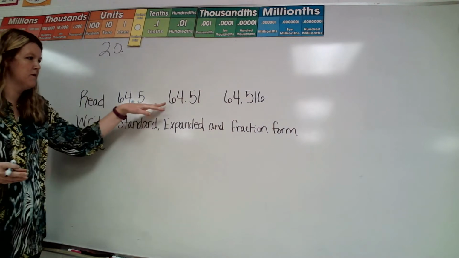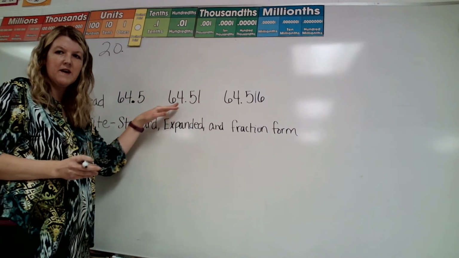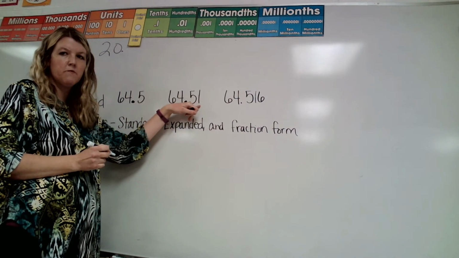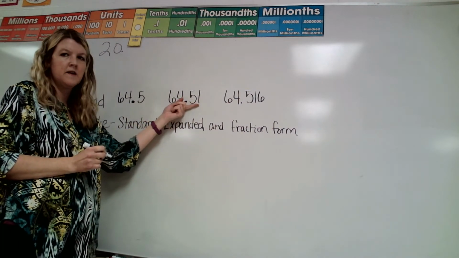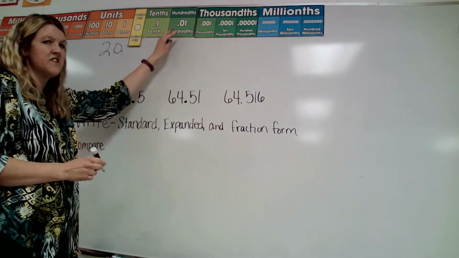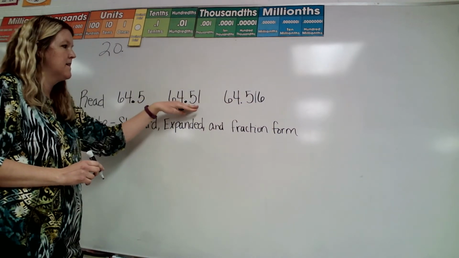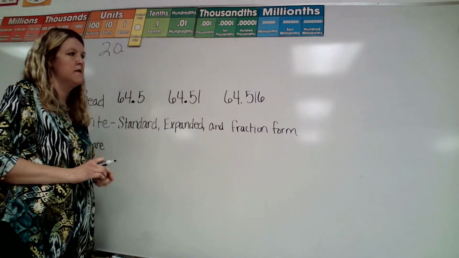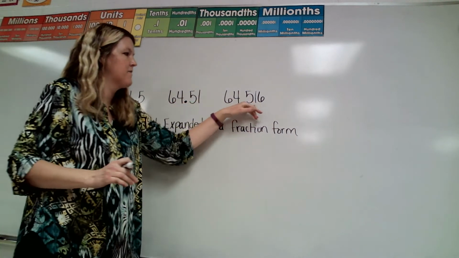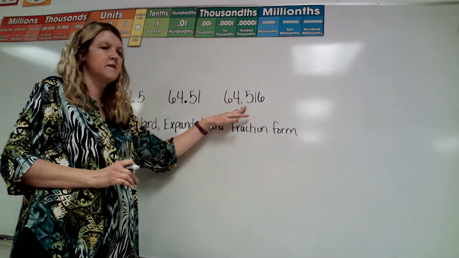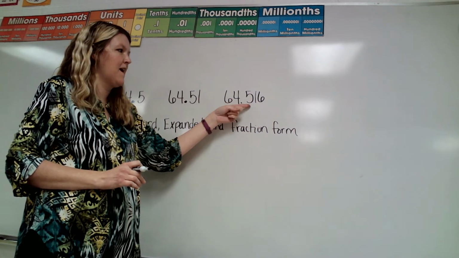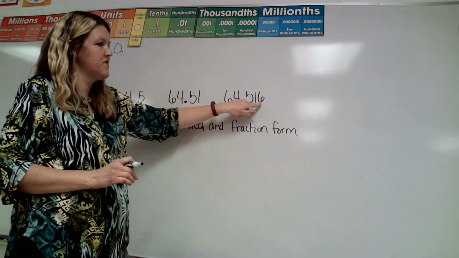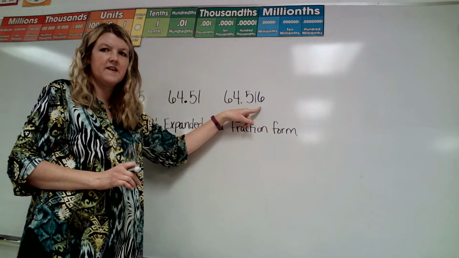Now with this next number, I've got 64, then I've got my decimal point, so I'm going to say and then I'm just going to read the number like I normally would without a decimal point, so 51. But because now the last digit is in the hundredths place, I'm going to say 51 hundredths. So 64 and 51 hundredths. And then on this last one here, I've got 64 and then I would just read this 516. And the last digit is in the thousandths place because I've got 3 digits after the decimal point. So I'd say 516 thousandths.